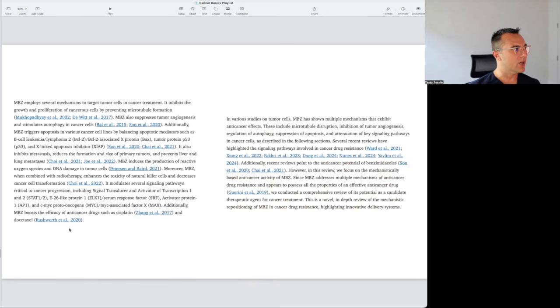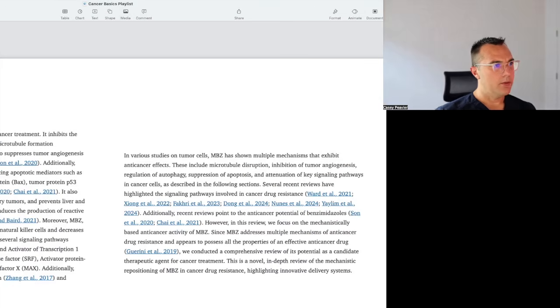Moreover, mebendazole, when combined with radiotherapy, enhances the toxicity of natural killer cells and decreases cancer cell transformation. It modulates several signaling pathways critical to cancer progression, including STAT1 and 2, E26-like protein, serum response factor, SRF, AP1, and c-MYC proto-oncogene, MYC, and MYC-associated factor X, MAX. Additionally, mebendazole boosts the efficacy of anti-cancer drugs such as cisplatin and docetaxel.